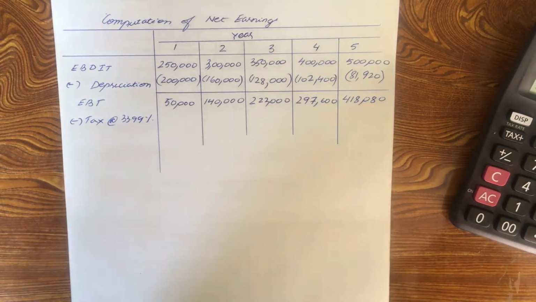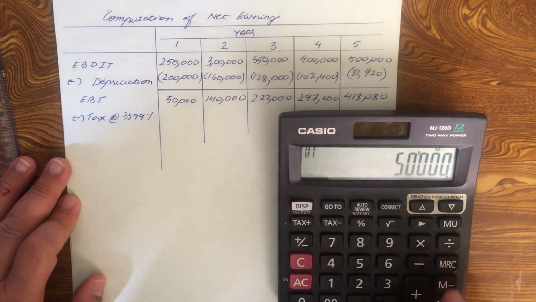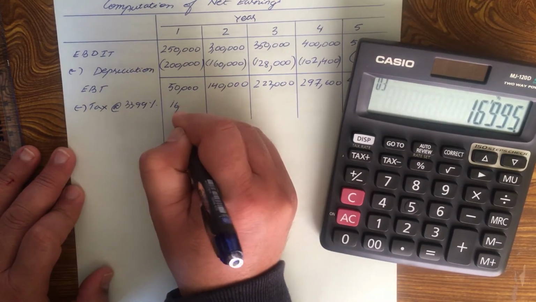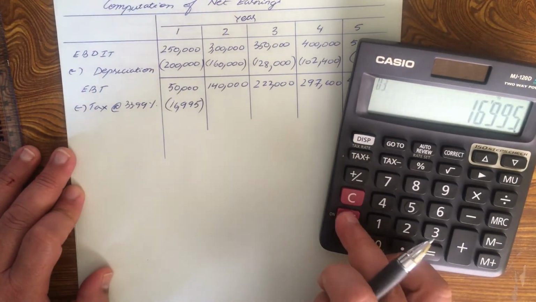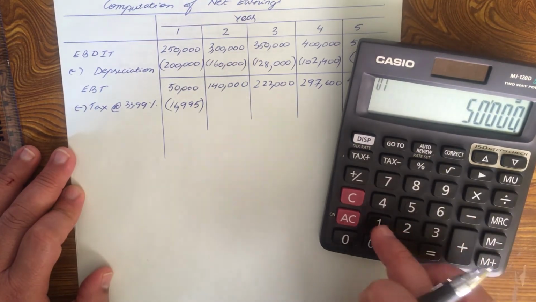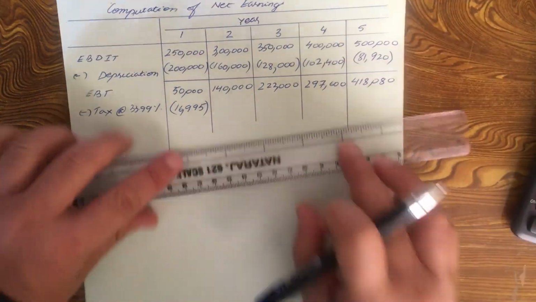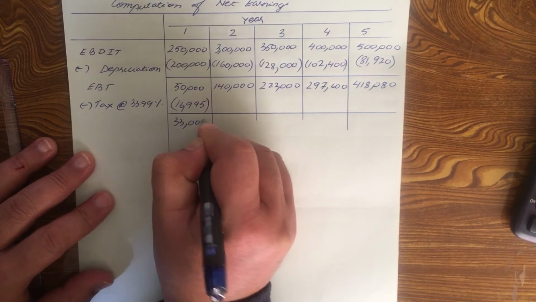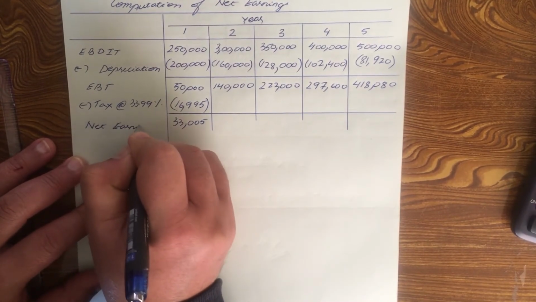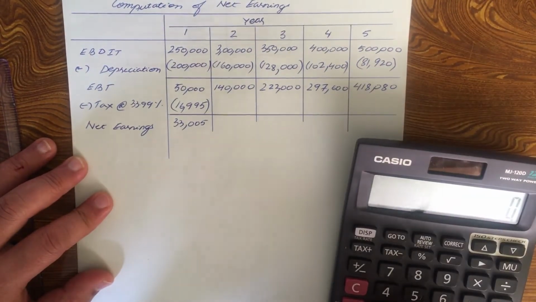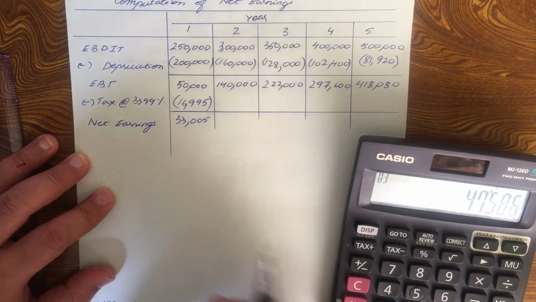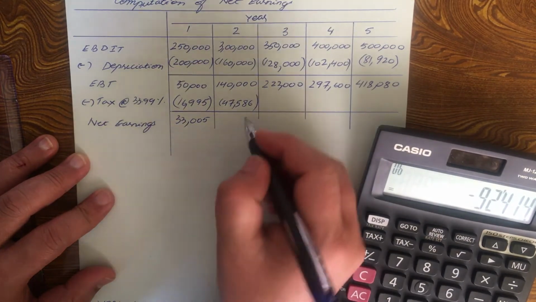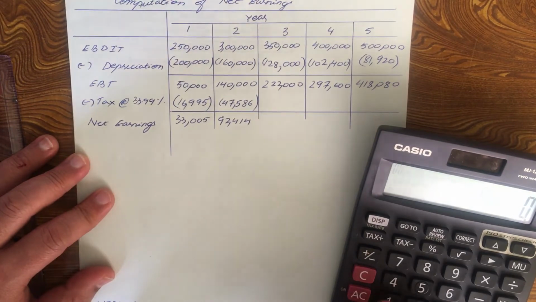Now minus tax at the rate of 33.99%. So what is 33.99% of 50,000? That is 16,995. So this will be 33,005. This is your net earnings. Next, 1,40,000 into 33.99% is 47,586, leaving 92,414.